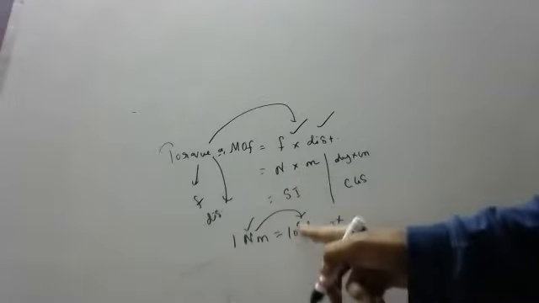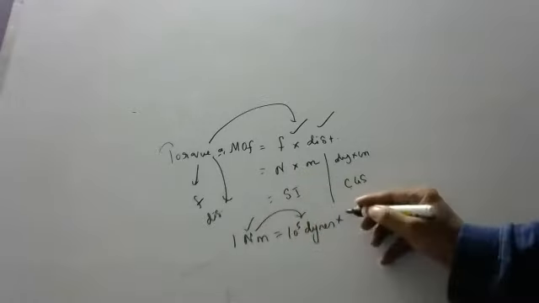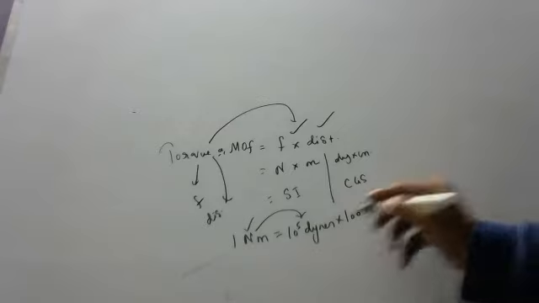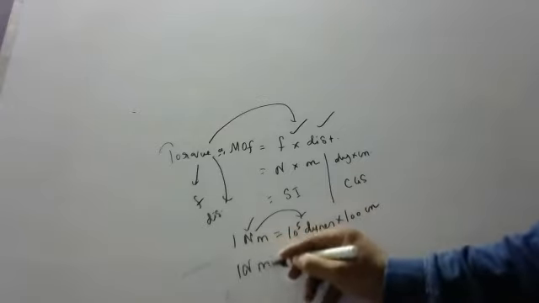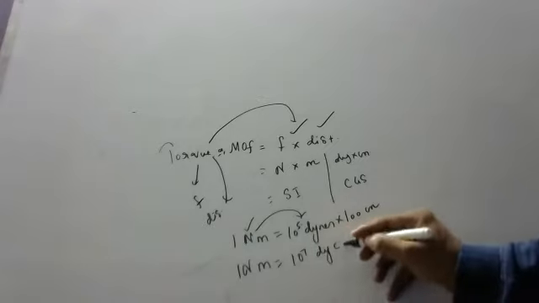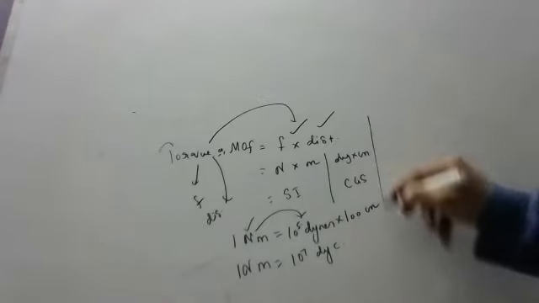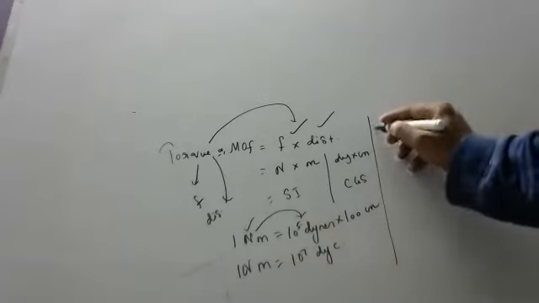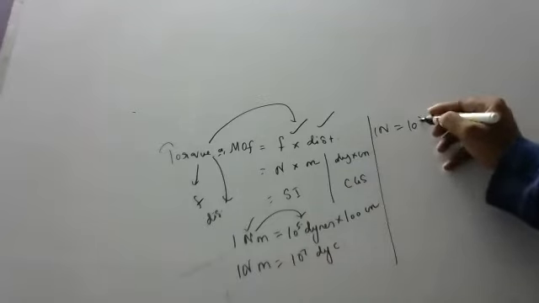So 1 Newton is 10 to the power of 5 times. 1 meter is 100 centimeters. So 1 Newton meter is equal to 10 to the power of 5 plus 2, that is 7, dyne centimeters. If you don't know how you got that 1 Newton is 10 to the power of 5 times, how you got that also, I will show.